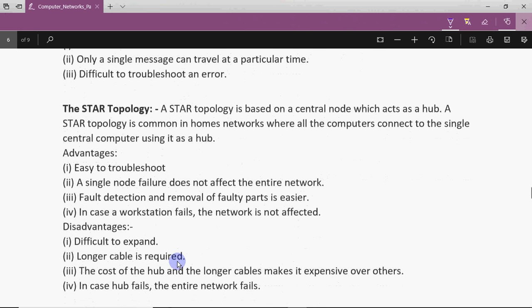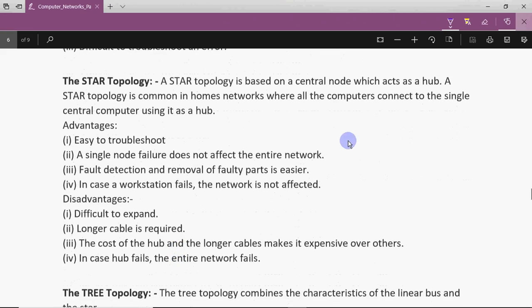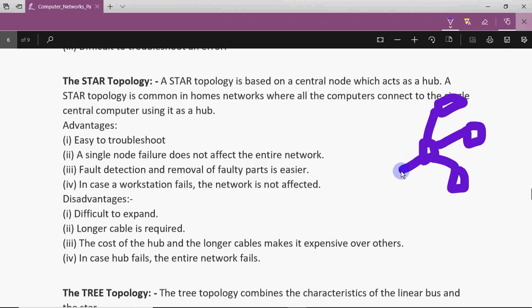Then we have star topology. This is the most commonly used topology we have. In this star topology, we have one central server and all other computers are connected to that server. So we have computers connected to the server like this. That is called star topology. Now here, if a system has to send data to any other system, it sends it to the server and then the server passes it to the destination system. So the server is also called a hub, or you can say that the hub is connected to the server.